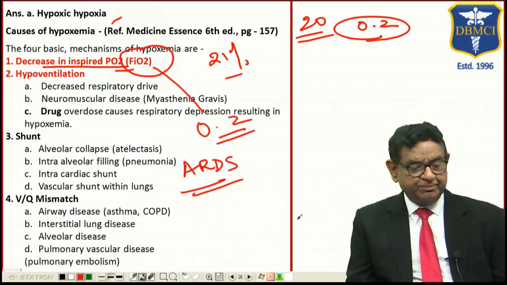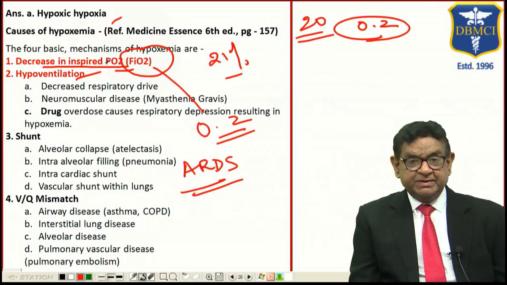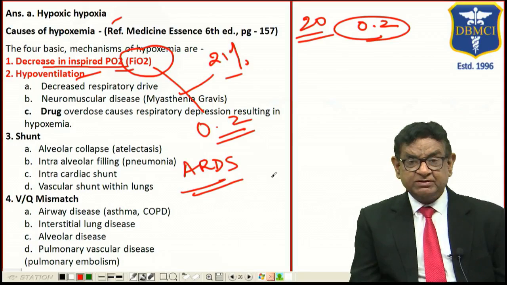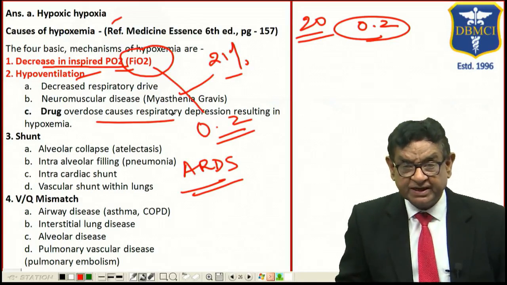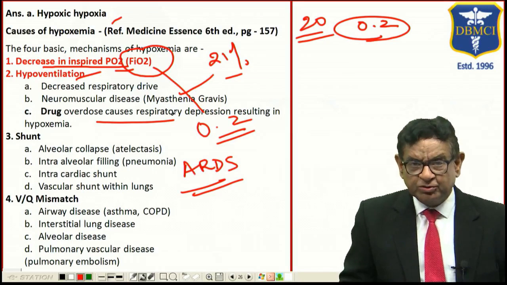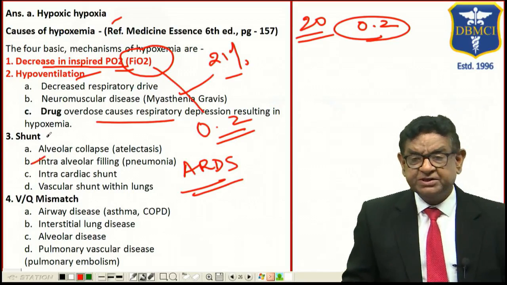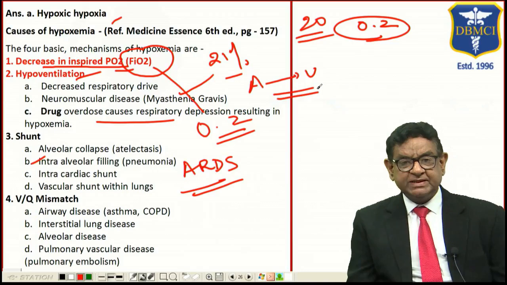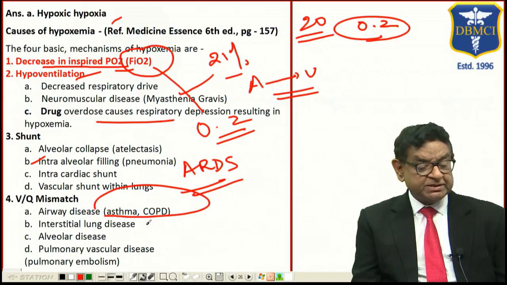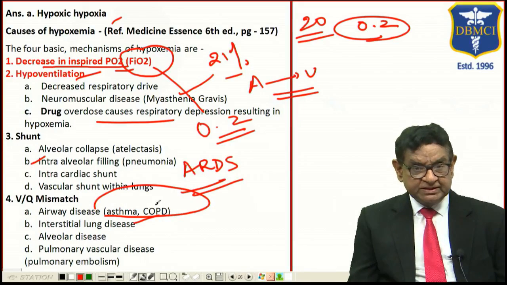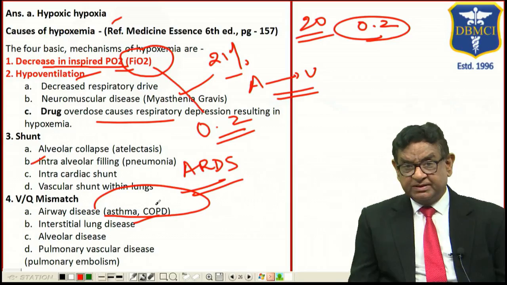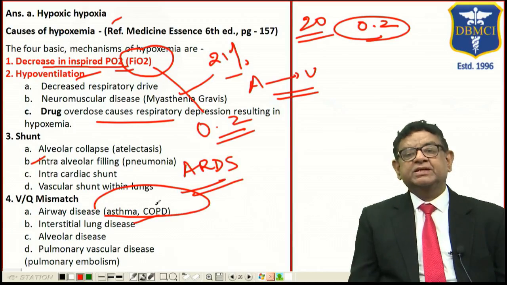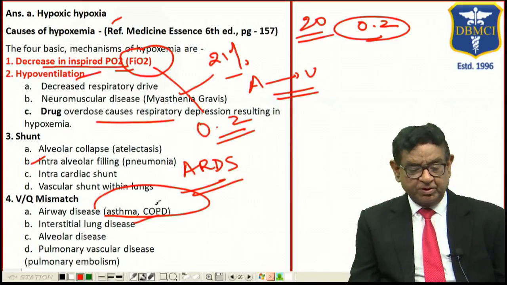Let us see what the other causes of hypoxia are. Hypoventilation, that means the breathing effort is less. This may be due to neuromuscular junction disease like myasthenia gravis, maybe polio also, or drug overdose, which leads to secondary respiratory depression, typically anesthesia overdose. Shunt, any shunt, maybe intrapulmonary or intracardiac, where blood goes directly from artery to vein, bypassing the lungs. Or VQ mismatch, typically asthma, COPD, or interstitial lung disease. In all these, ventilation-perfusion mismatch is there, and that's the reason for hypoxia. But of course, now the question is the cause in smoke inhalation, and it is hypoxic hypoxia.